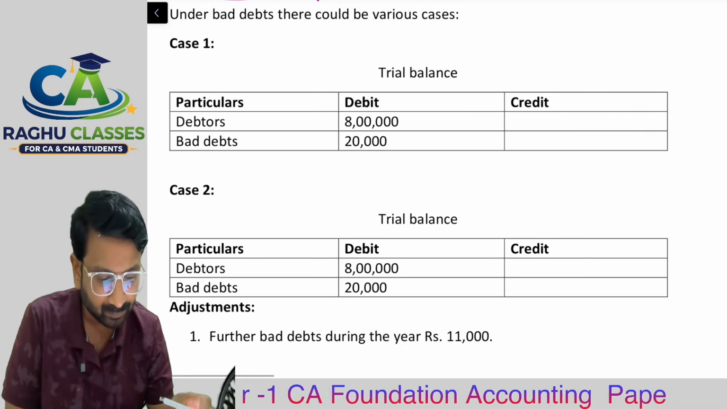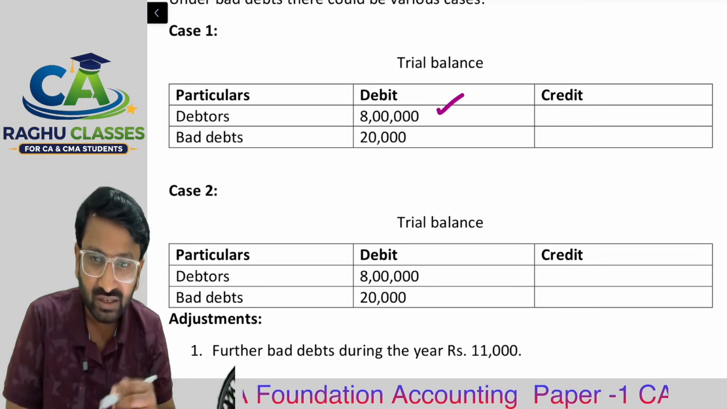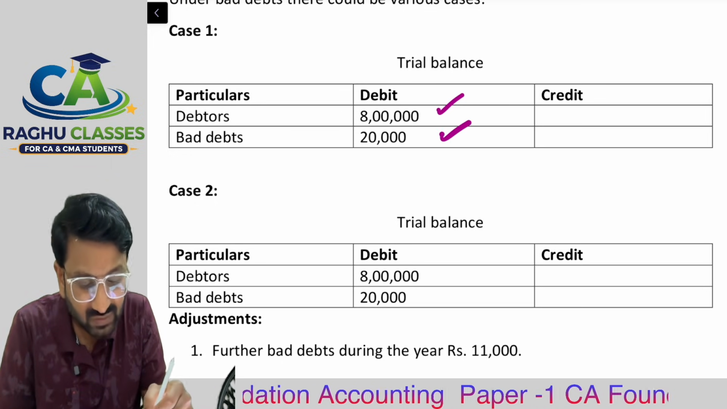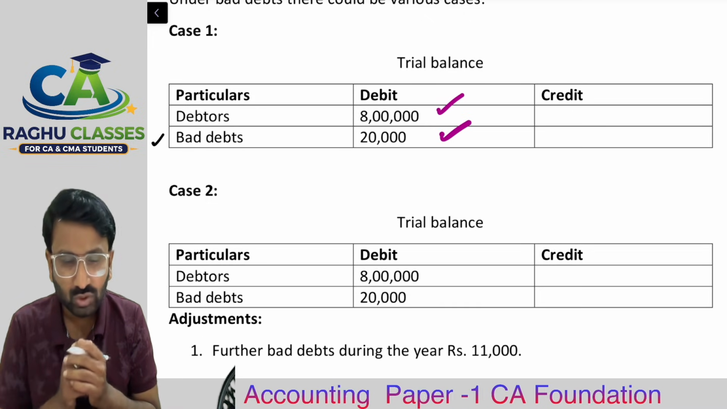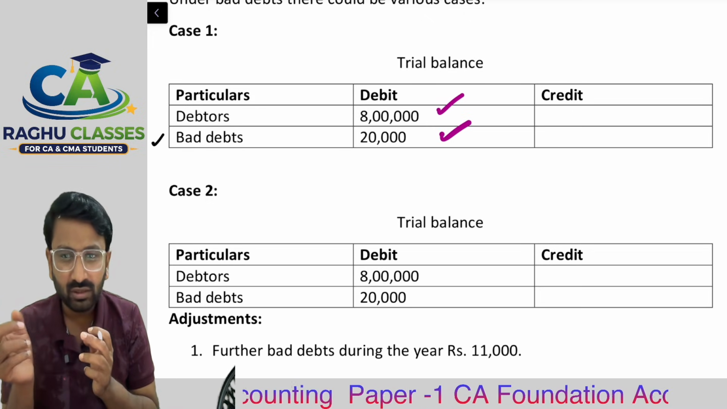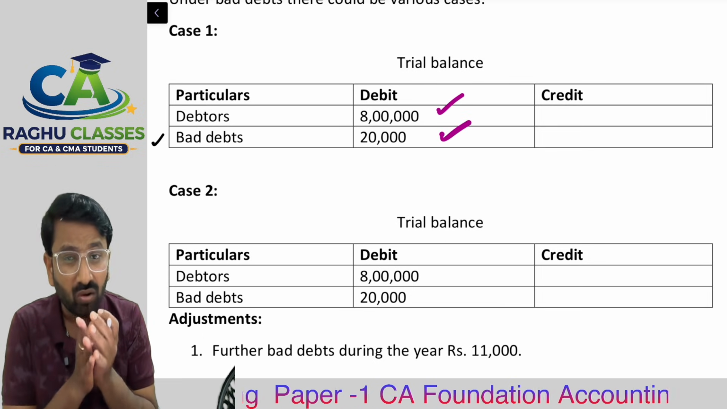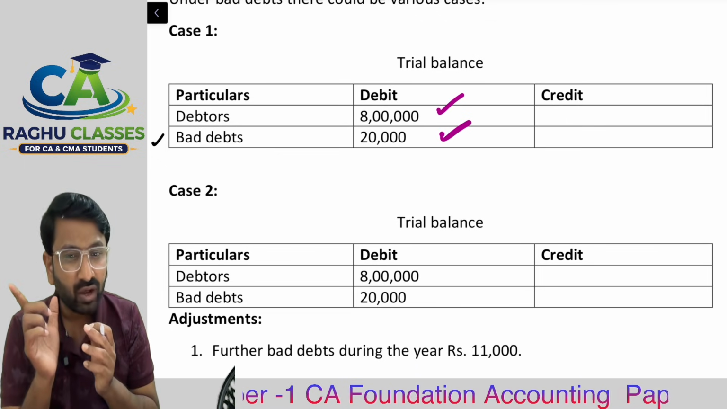Case number one. Suppose we have a trial balance wherein you have debtors of 8 lakhs and bad debt of 20,000. If the bad debt is given inside the trial balance, it means the journal entry would have already been made. So the entry would have been bad debt to debtor, which means the debtor's account is already reduced by 20k, so the actual debtor value is not 8 lakh.